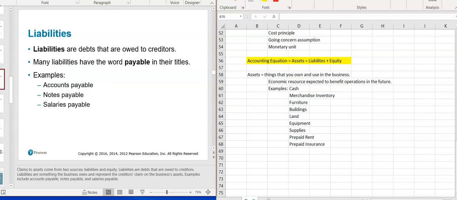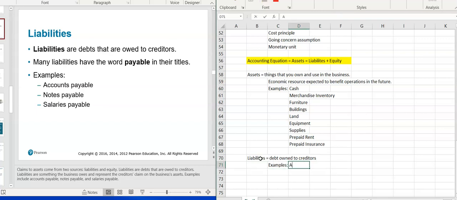All right, a liability is money that you owe to somebody. So basically, assets are things that you have, and liabilities or equity are how you paid for them. All right, if you borrowed the money, then you have a liability. All right, so this is liabilities. This is debt owed to creditors. All right, so it's money that you owe to other people. You borrowed money from somebody else to buy something that you needed.